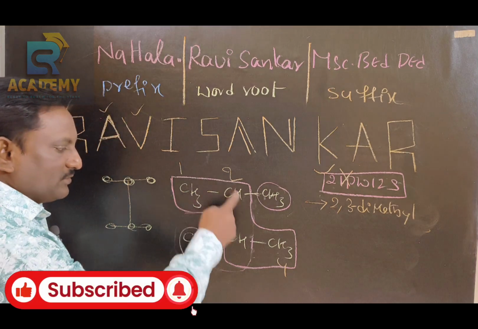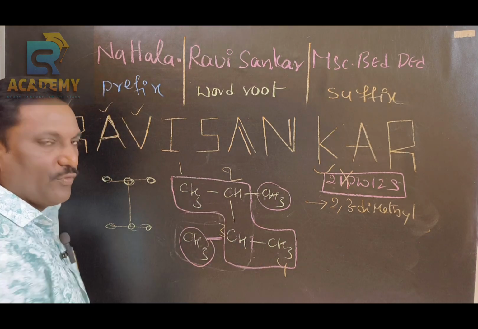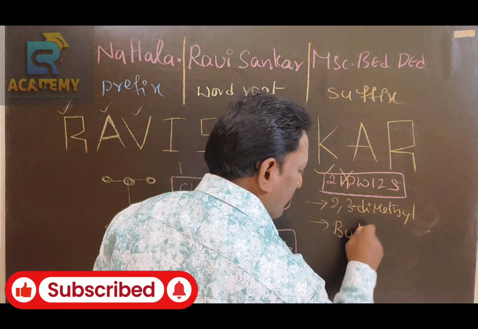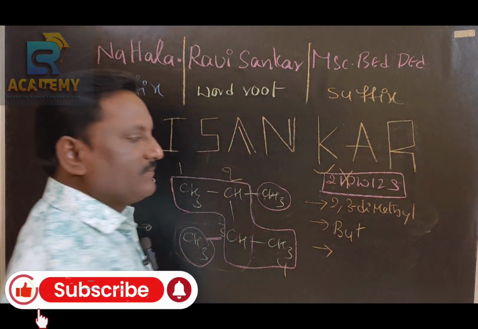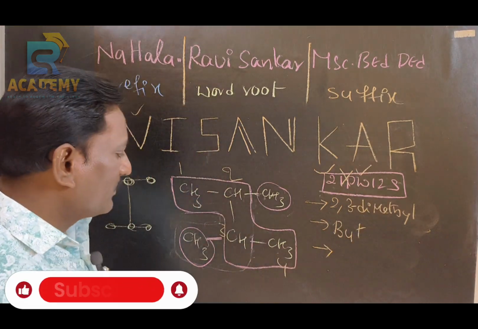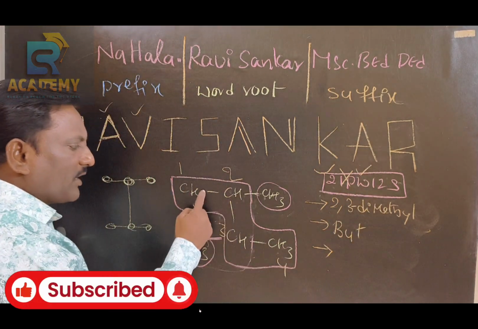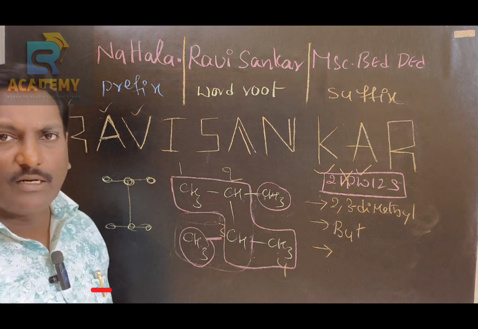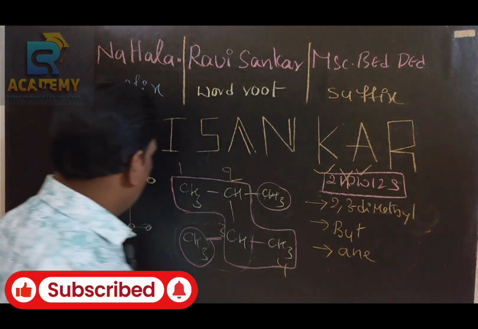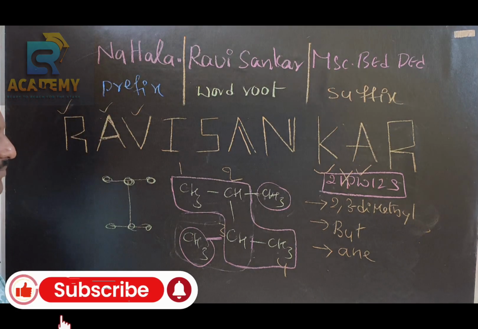Yes, you are right. So 4 carbons. 1, 2, 3, 4. 4 carbons means but. Complete. Primary suffix. Nature of bonds between carbon carbon: only single bonds between carbon carbon. So ane.